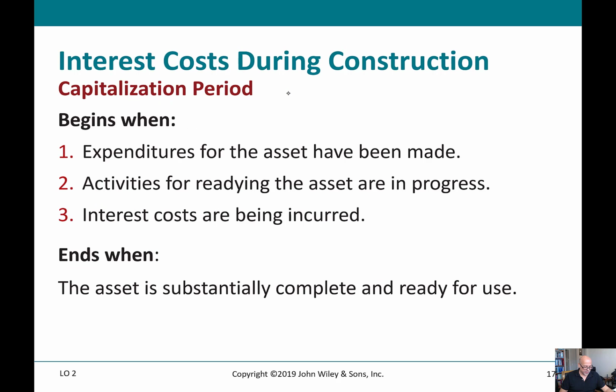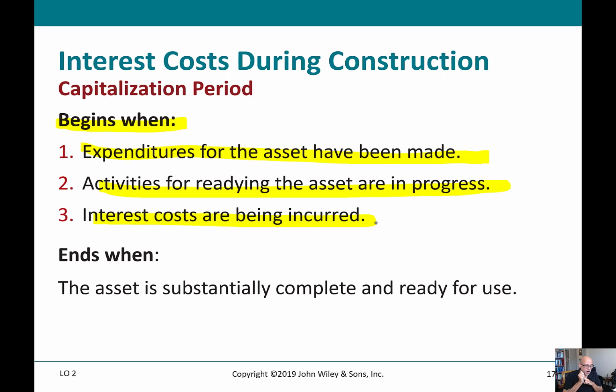Okay, and the answer is it begins when expenditures for the assets have been made, activities readying the asset are in progress and interest costs are being incurred. So what does that mean? Well, it means you have to have borrowed the money. And when you borrow money, interest starts running from the moment you borrow it, right? The cost of borrowing money is interest, right? You borrow money, interest is running immediately. So the interest costs are being incurred, meaning essentially you've borrowed the money.